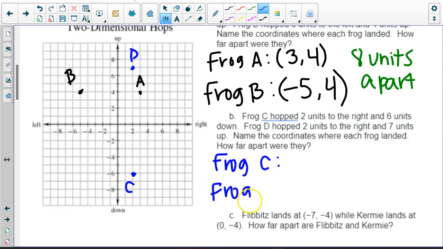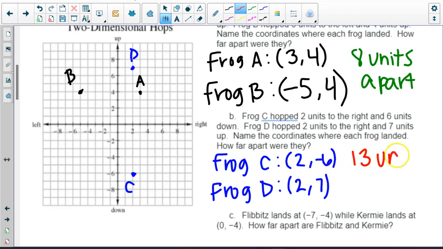All right, now it wants us to write the coordinates. So how I would write the coordinates for frog C is I went over 2 on my x-axis and I went down 6. So that's a -6. And for frog D, I went over 2 on my x and I went up 7. So if I wanted to know how far apart those points are, I'd count the space in between, and that is 13 units apart.